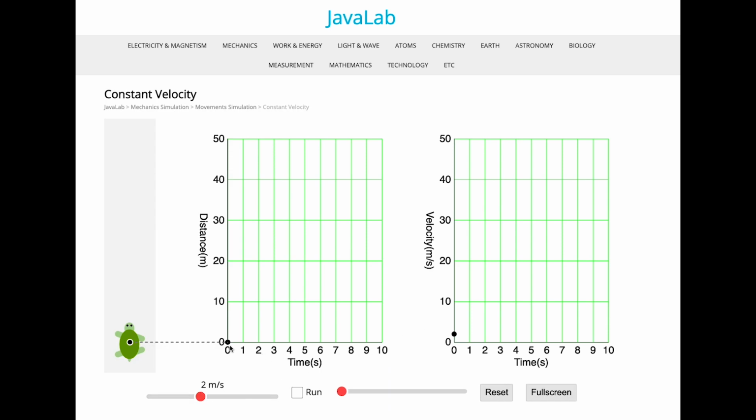And so we'll see that the turtle is still at 0 position, and the dot here has moved up a little bit. And when we press run, we're going to see a line move of where the turtle is at what time. But also here, we are going to see a velocity graph line. And we see that the turtle's speed didn't move at all during this whole run, and it stayed at 2 meters per second.